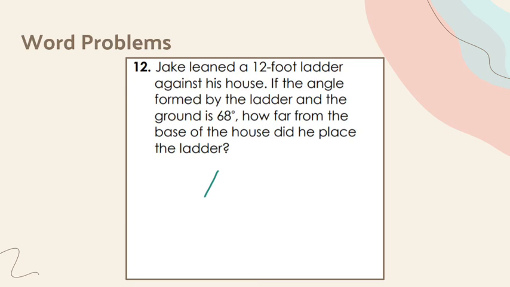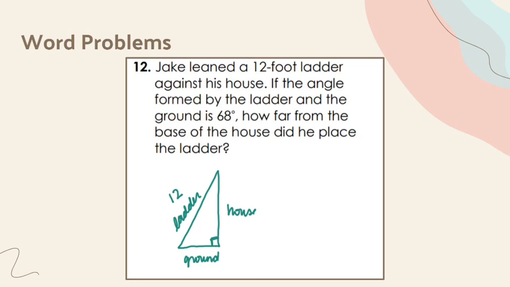And so our ladder is leaned. This is going to be our house, and this is going to be the ground. Okay, so ground, house, ladder. So this should be our right angle because usually the ground is flat and houses are upright. And it tells us that the ladder is 12 feet long. So we know that this side, or the hypotenuse, is 12.